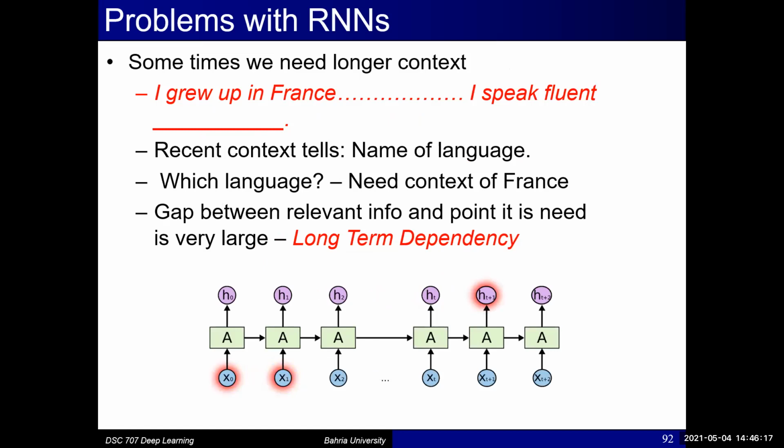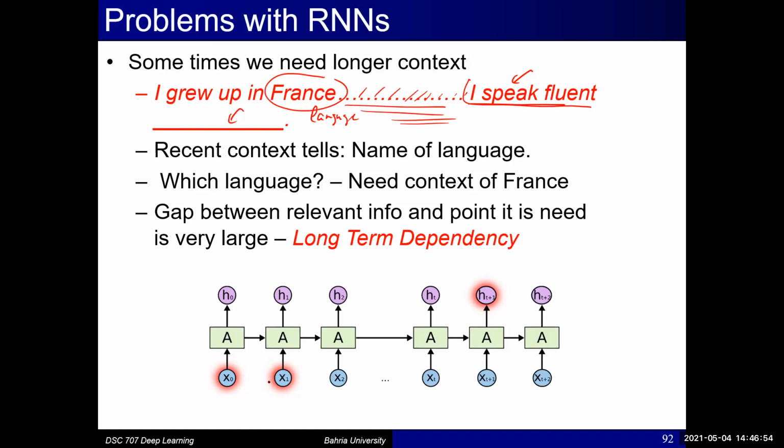But you cannot always have the same situation. Someone is writing about himself or herself: "I grew up in France", and then tells about his or her education and so on, and then after many sentences says "I speak fluent", and you have to predict something here. If you see only this part, "I speak fluent", your model can guess that there must be some language here, because "speak" tells you that this blank should be filled with the name of a language. But what language it is depends on this keyword, France. But in between, you have many other things.